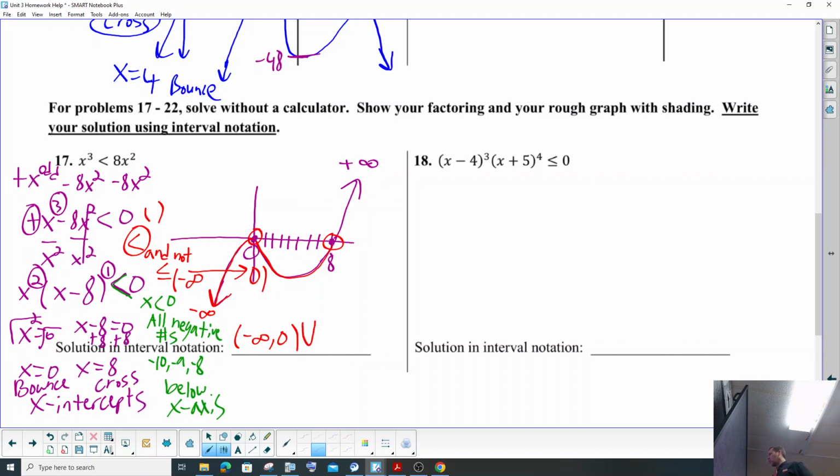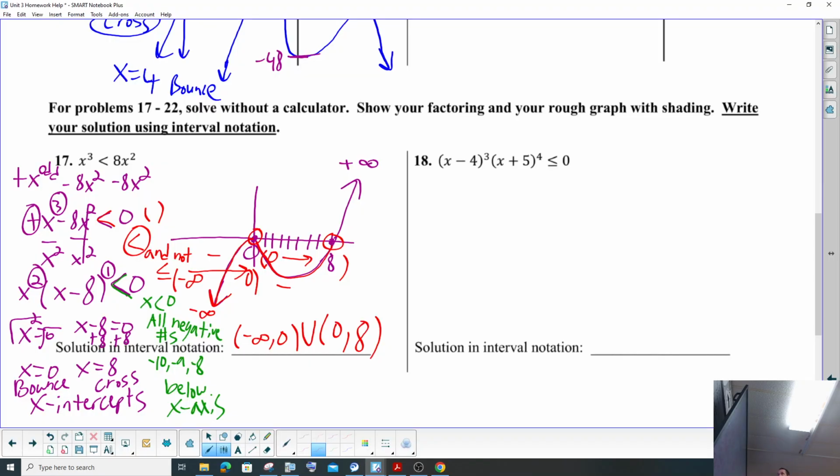And union with, where else do we have negative numbers? Well, we have below the x-axis here and here. So we also have from 0 to 8. Do we use a bracket with the 8 or a parentheses? Well, the problem is it's less than. So less than means no brackets. Don't include the x-intercepts. So it's going to go from 0 to 8, but not include the 0 or the 8. And there's our answer. Let me double check. There's our answer.